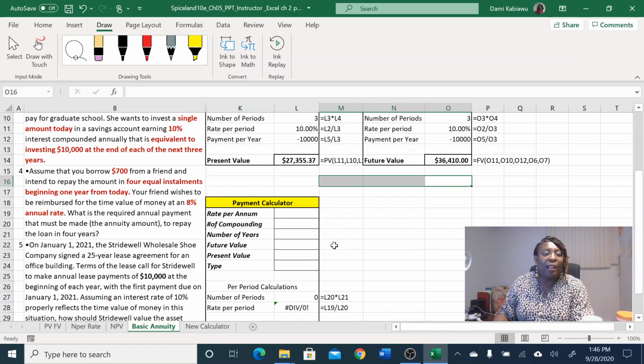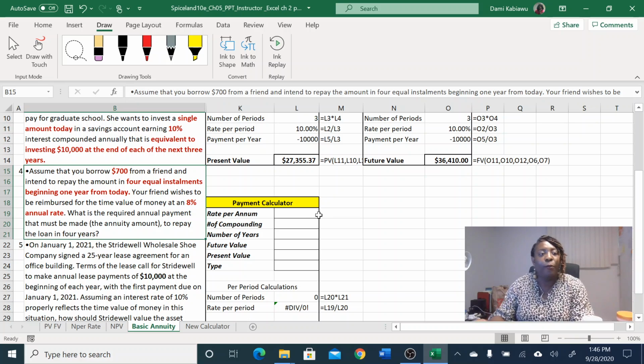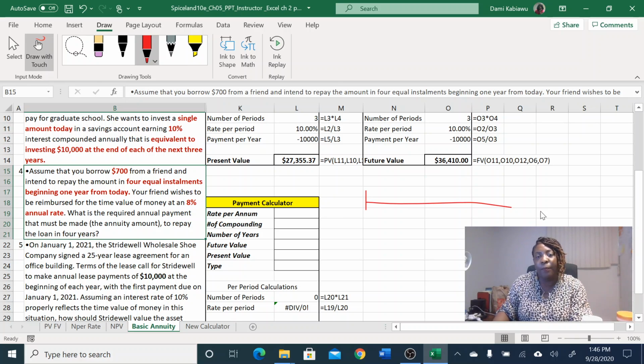How about we have a look at a couple more questions? Question 4. Assume that you borrow $700 from a friend and you intend to pay that friend in 4 equal installments. So here's my nice little picture. I borrowed $700 today. So I received $700 today. It's an inflow to me, but I have to make 4 payments. Cash flow payment 1, cash flow payment 2, cash flow payment 3, and cash flow payment 4.